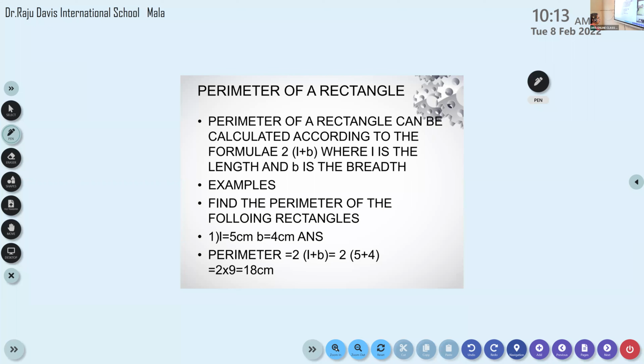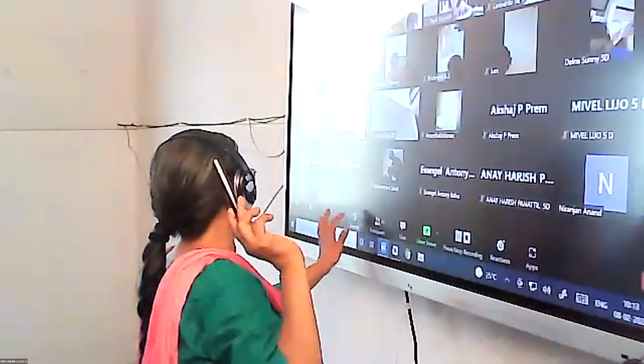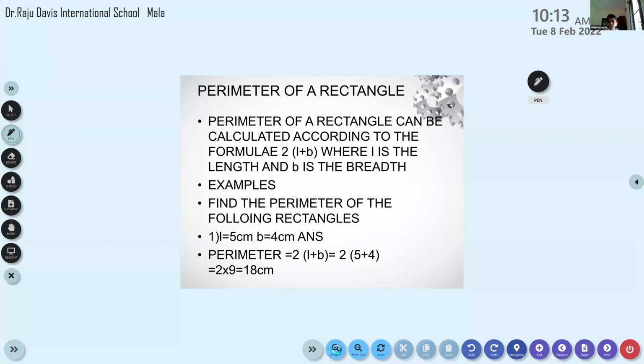Find the perimeter of the following rectangles. L is equal to 5 cm. B is equal to 4 cm. Ma'am, can you show the board? Please, no need of writing on the board.